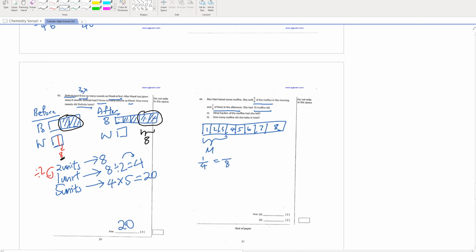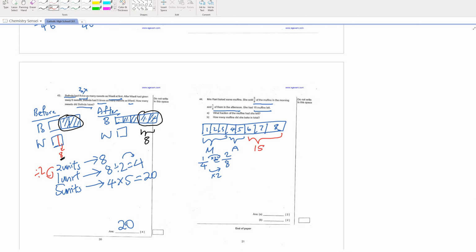We know that the total is 8 units. So how do we convert 4 to become 8? We simply multiply by 2. So when we multiply 2 on the denominator, we should also multiply by 2 on the numerator. So we know that 2 out of the 8 units is sold in the afternoon. From here, we know that the remaining 3 units, 6, 7, and 8, the remaining 3 units is 15.